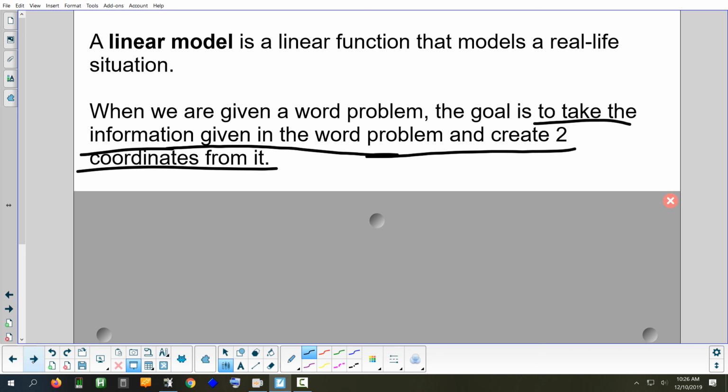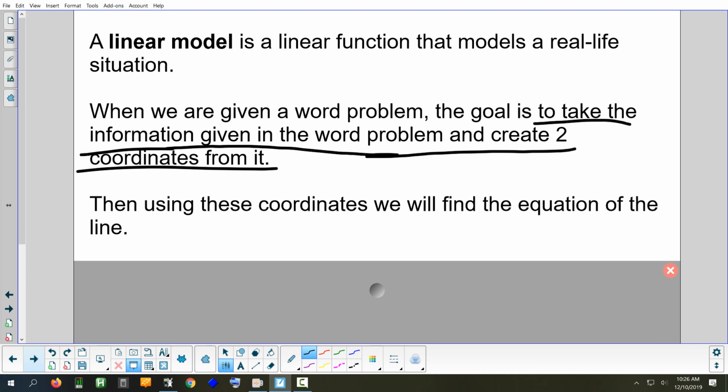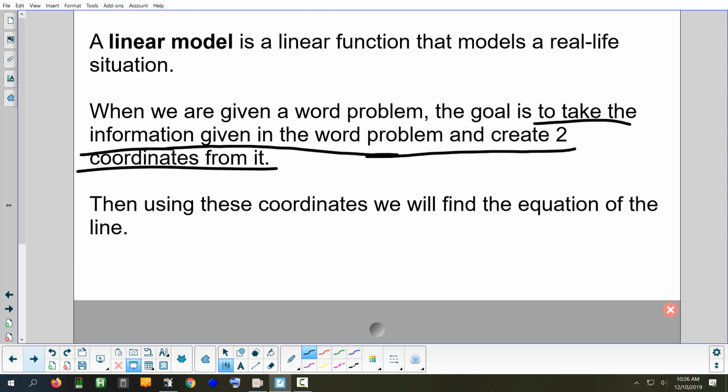And the last bullet says, then, what do you always have to find? Once you've got your two coordinates, you need to find your equation. And what do you need in the equation? Slope, y-intercept. So then, using the coordinates, we'll find the equation, which is what Kelsey just said. And then I added, the equation is the slope and the y-intercept. Okay, so that's it for the notes. We'll finish up with example 5.